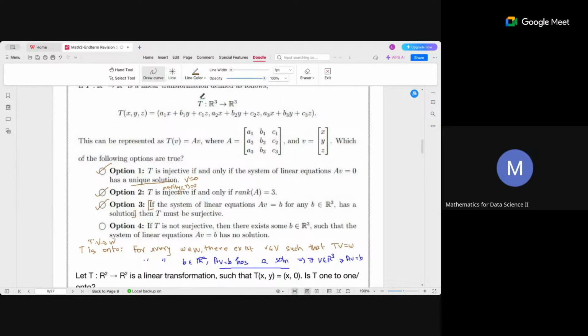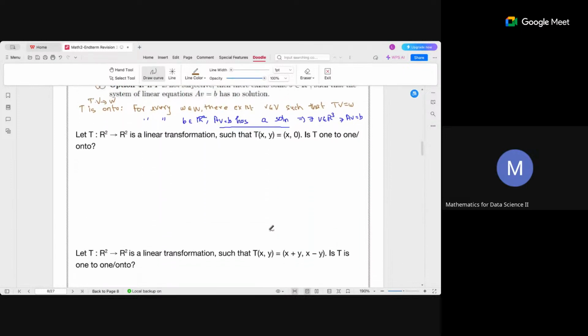Option 4. If T is not surjective, how does this statement change? For some w in W, you cannot find a pre-image. So how will the same statement change in the case of a matrix? For some b, Av equal to b has no solution. So the same is given here: for some b, Av equal to b has no solution. So this option is also correct. Is this clear for everyone?